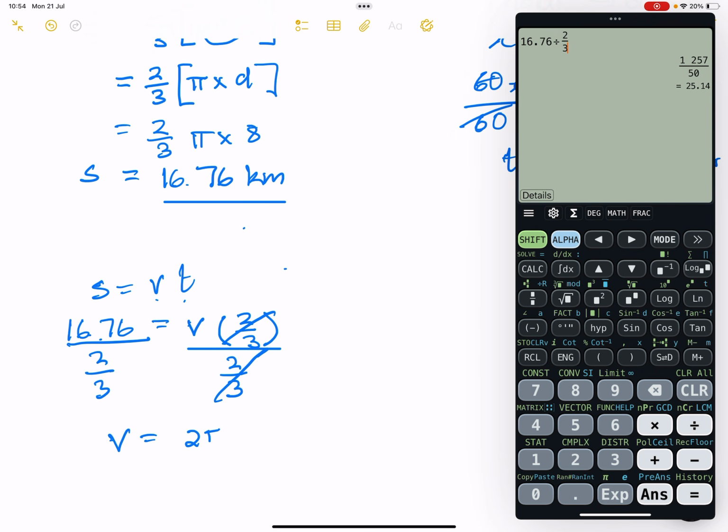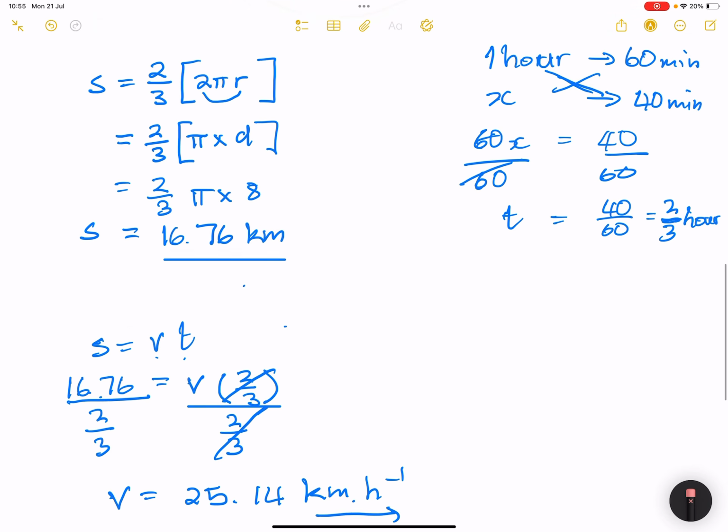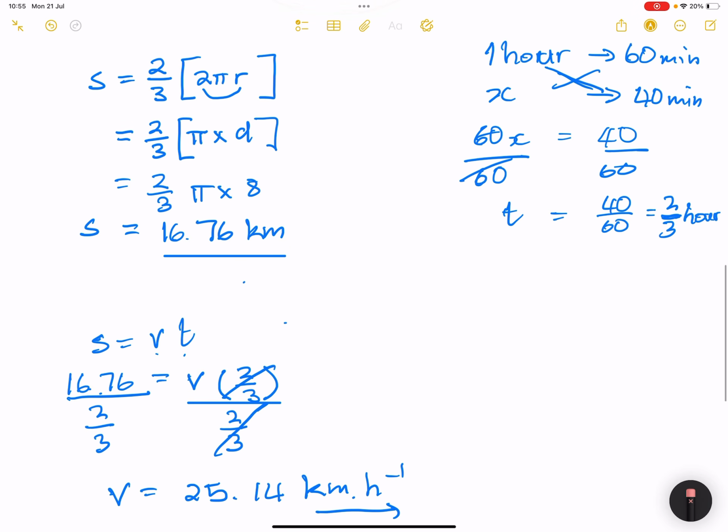Okay, and I get that our velocity, our speed, is 25.14 kilometers. Now remember, per hour. Okay, so this is kilometers per hour. Nothing wrong if you wrote it in the way that I wanted to write it with kilometers per hour in that way. Even though that's the old convention, this is the one that we actually use, and that's a more recent update of the SI units. Right, so that's 25.14 kilometers per hour. All right, and that is the peripheral speed of the train.